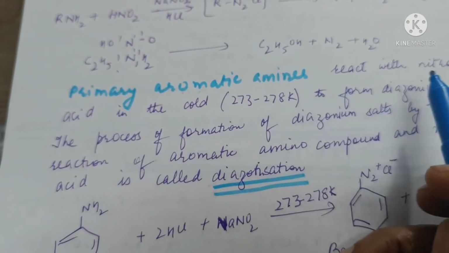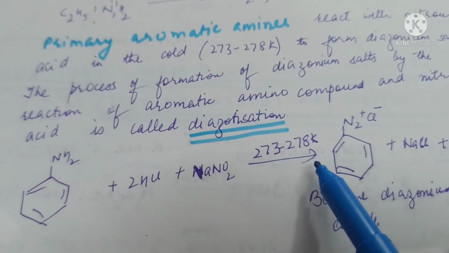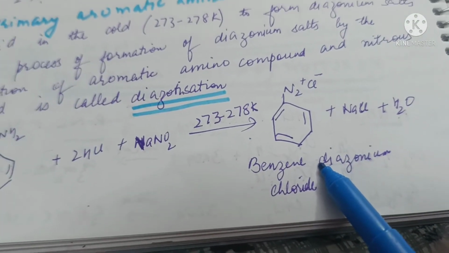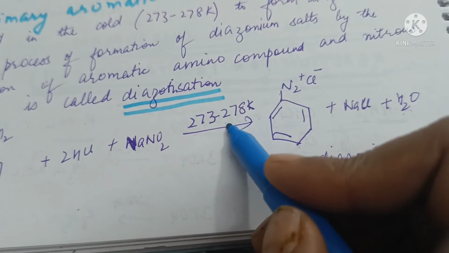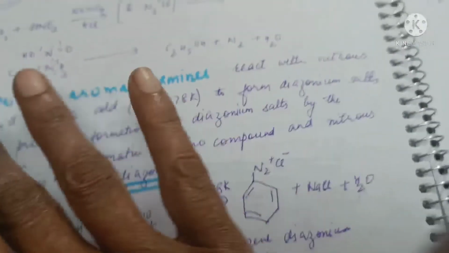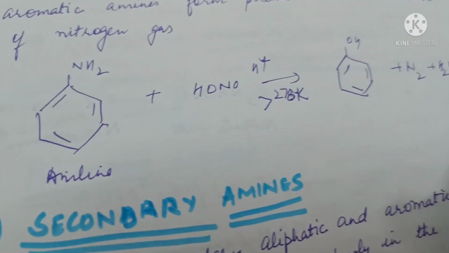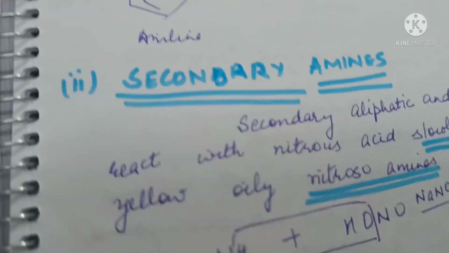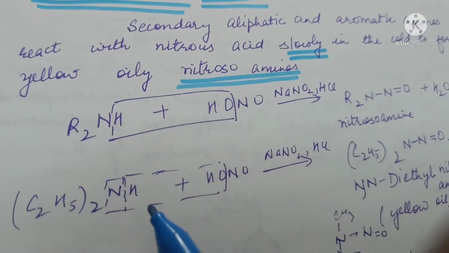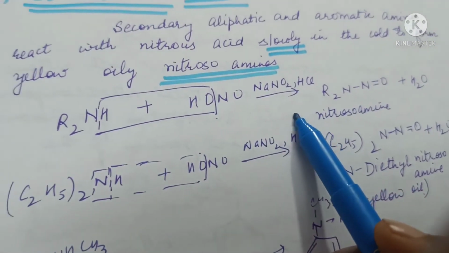Primary aromatic amine will react with nitrous acid in the cold, 273 to 278 Kelvin, to form benzene diazonium chloride. But if the temperature is greater than 278 Kelvin, then this diazonium chloride will decompose to form phenol, nitrogen and water.